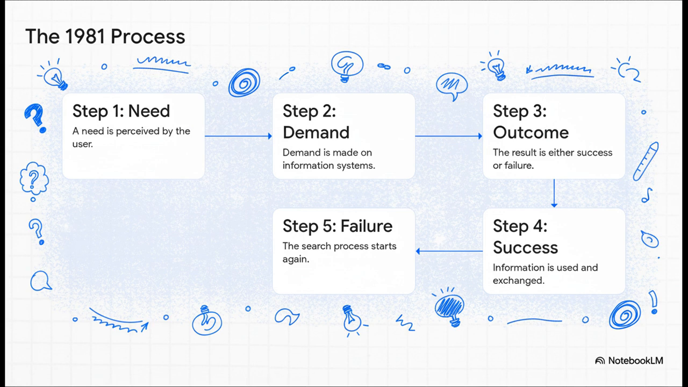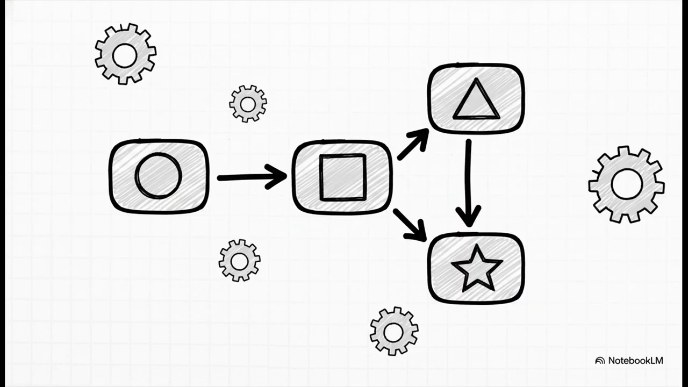From there, it's a simple fork in the road. Success or failure. If you succeed, you use and maybe share that info. And if you fail, well, you're right back at the beginning, trying again. And what this gives us is this basic, almost mechanical view of the whole thing. It's a neat flowchart that makes perfect sense on paper, right? A leads to B, which leads to either C or D. It's clear, it's direct, and it's to the point.